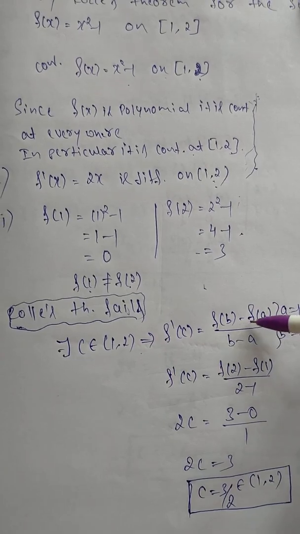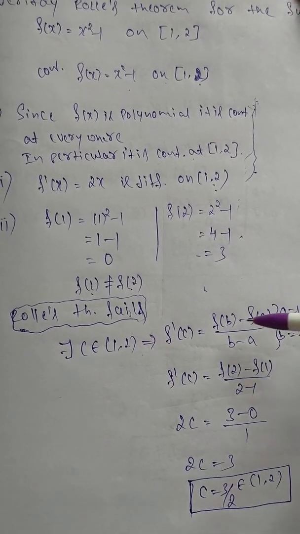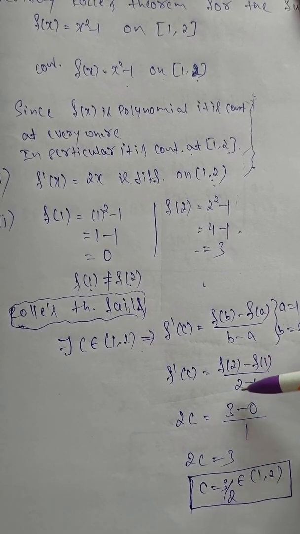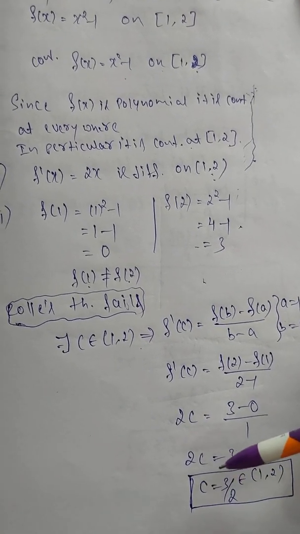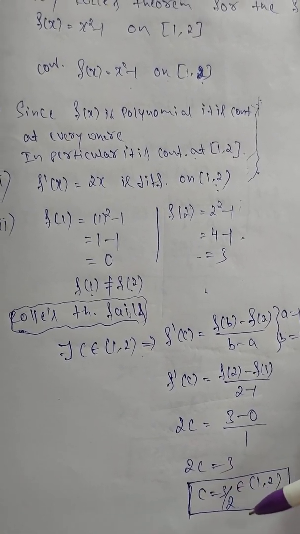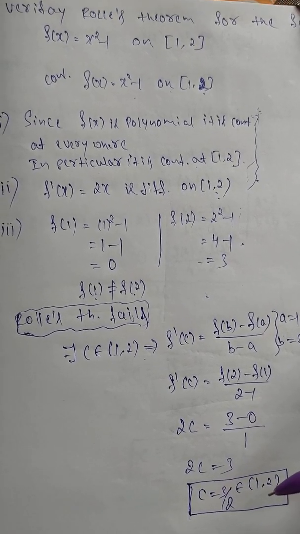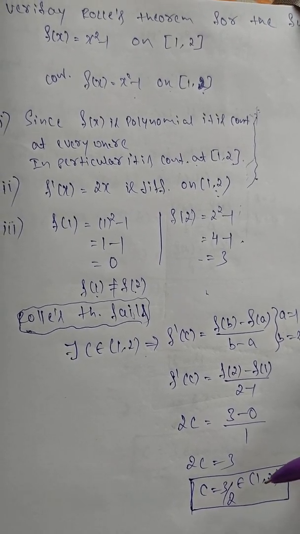f'(c) is equal to (f(b) minus f(a)) by (b minus a). Here a is 1, b is 2. So it is (f(2) minus f(1)) by (2 minus 1). 2 minus 1 is 1. f(2) is 3, and 3 minus 0 is 3. Here c is equal to 3 by 2, which means 1.5. So 1.5 belongs to this interval. This is the end of the problem. Is it clear? Is it okay?